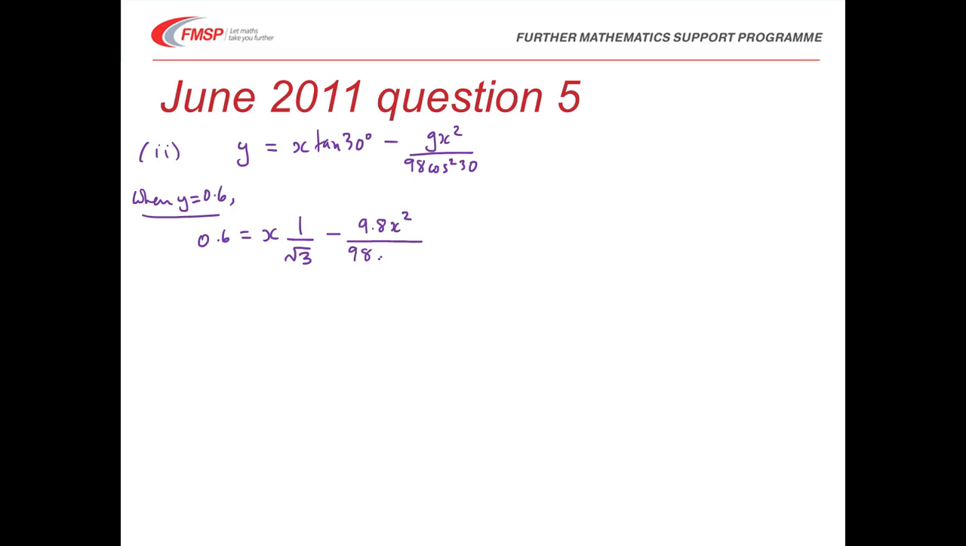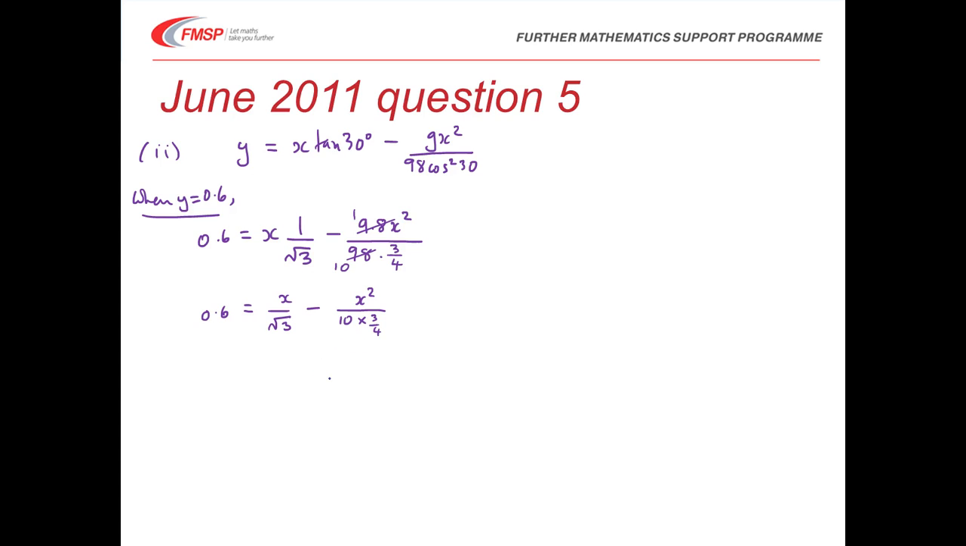Now, cos of 30 is root 3 over 2. So by the time I've squared it, I get root 3 squared over 2 squared. So that's 98 times 3/4. Well, let's see what else I can do with this. I have 0.6 equals x over root 3 minus, well, I've got 9.8 and 98, so I can cancel those to get a 10 on the bottom. I've got x squared over 10 times 3/4.